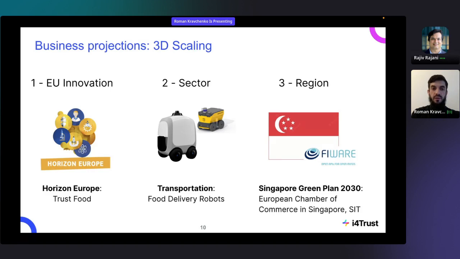Horizon Europe Grant Call. This is also a project related to trust in the food industry. And the second, we aim to scale our solution in the transportation sector, with FIWARE technology also in the Singapore region. So thank you for your time.